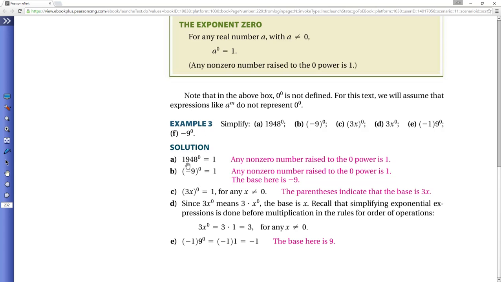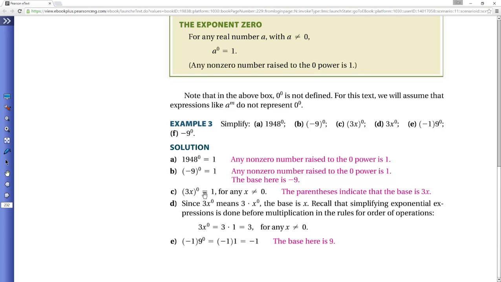If I have 1,948 to the 0 power, that's equal to 1. Negative 9 to the 0 power is equal to 1. And if I have like 3x, the quantity all to the 0 power, then it is equal to 1, as long as x is not 0, because 0 to the 0 power is undefined. Okay, so that's the only exception to this 0 exponent rule.